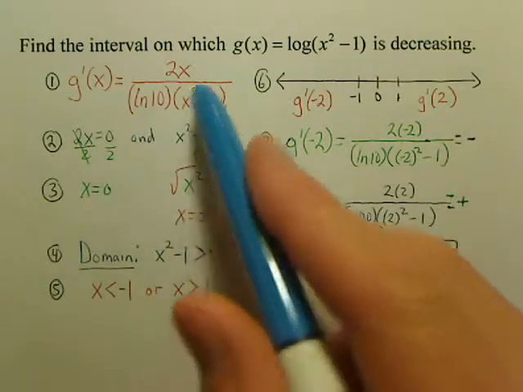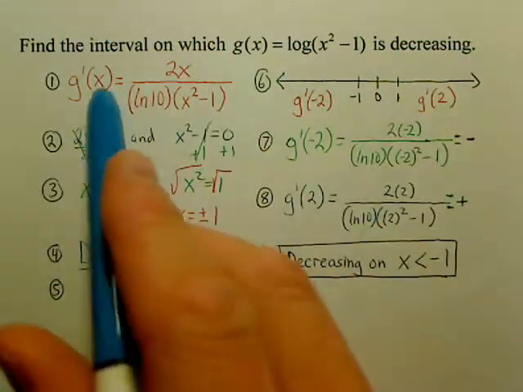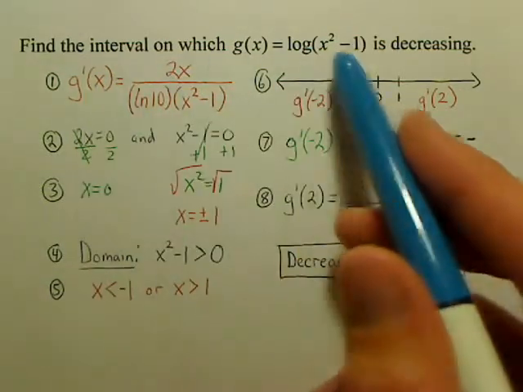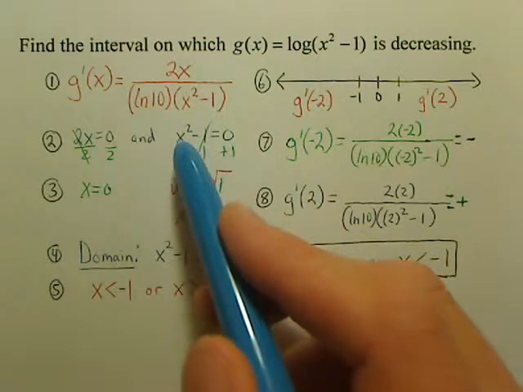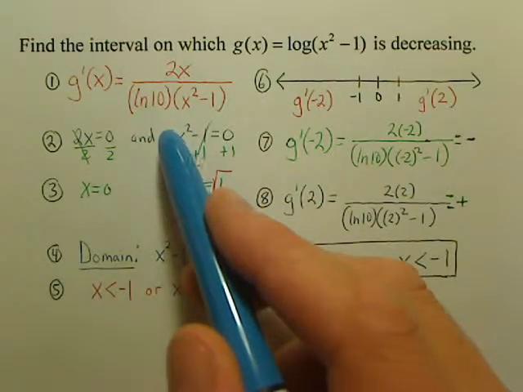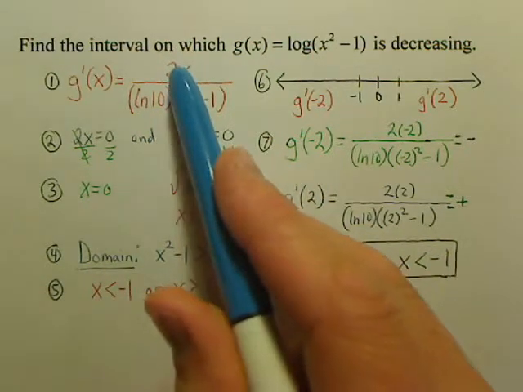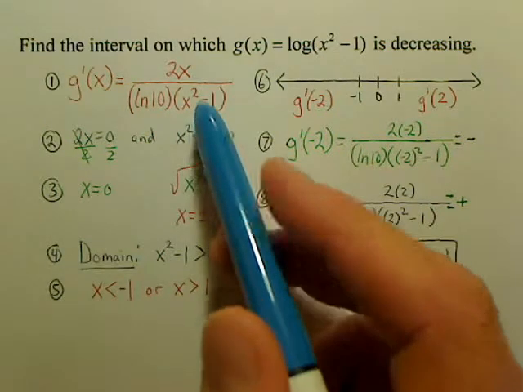In order to find the interval for which you're decreasing, you first must find the derivative. So when I take the derivative of this, I get this in red. Then you want to find out critical numbers. So you set the numerator and the denominator of the derivative equal to 0.